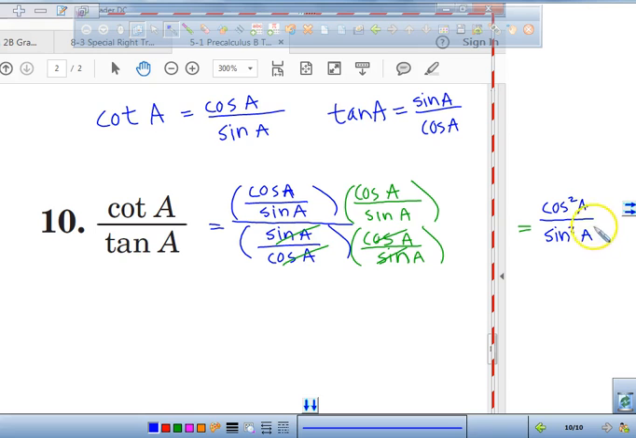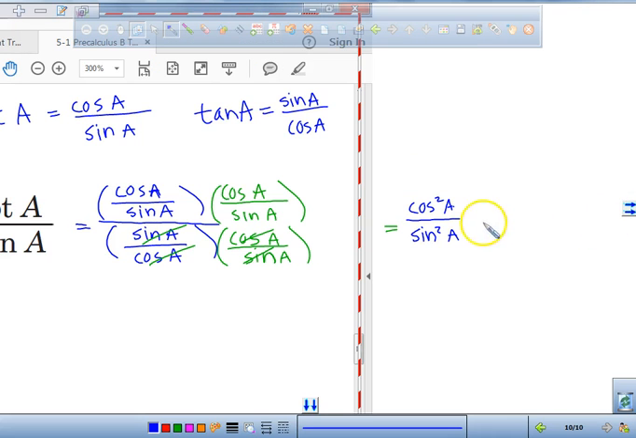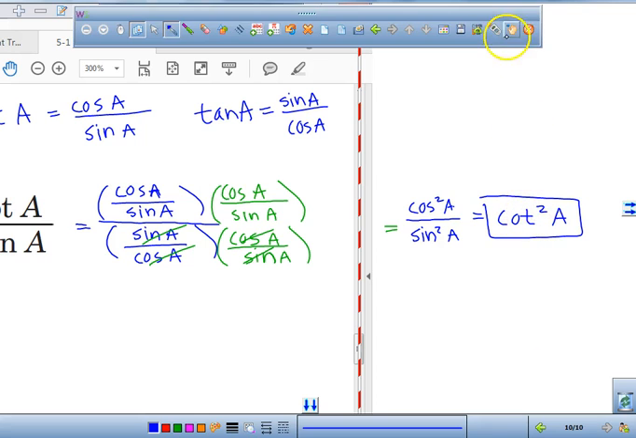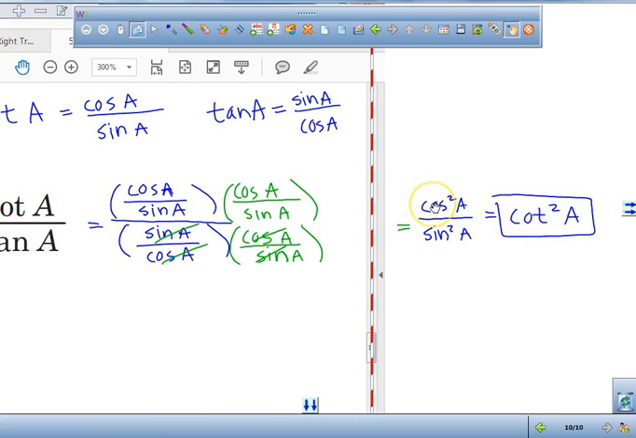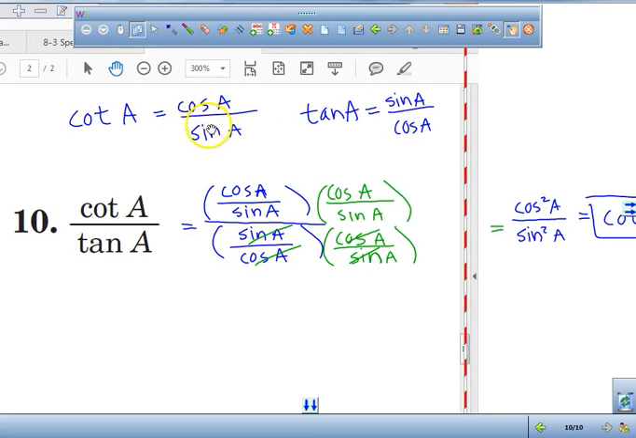Now, Josiah, do you see the cosine squared of A over the sine squared of A? By the way, which one does that line up with better? Cotangent or tangent? Which would you think it lines up with? Cotangent. By the way, this right here is actually equal to the cotangent squared of A. And that's the most simplified version that you can get. So once I realized it was the cosine squared of A over the sine squared of A, I went right back up here and realized, oh, that becomes the cotangent squared of A.